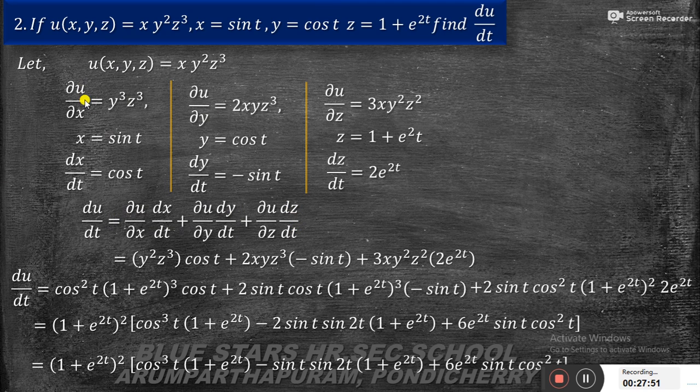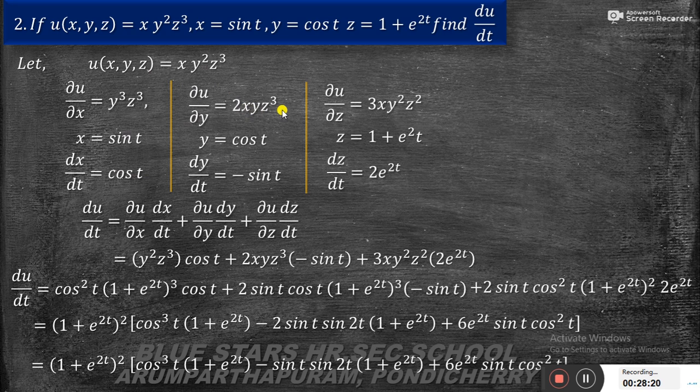So next dou u by dou x. Dou u by dou x means we differentiate with respect to x. So here x I differentiate, so 1. The remaining term y square will come here, y square into z cube. So next here x equal to sin t, which means dx by dt equal to the differentiation of sin t, which is cos t. So next dou u by dou y. Dou u by dou y means x I write it. Differentiation of y square is 2y into z cube.